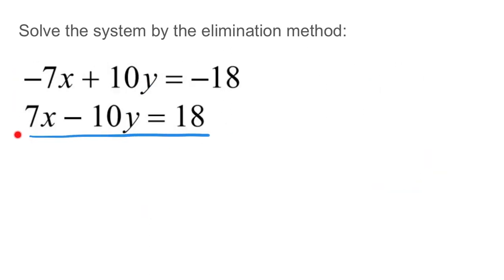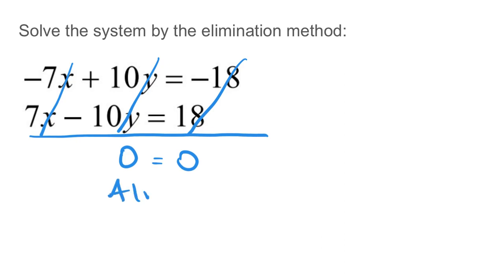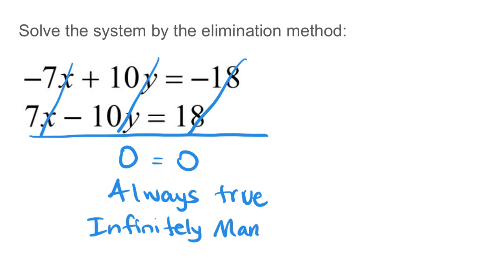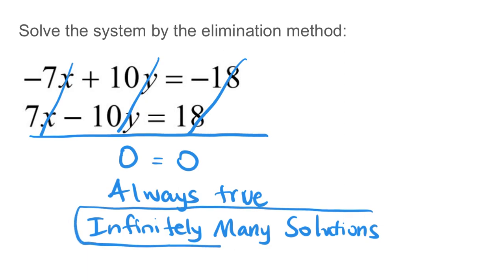In this system of equations, we're looking for opposites, and I see opposites right away with x, but also with y and with our constants. So everything cancels out, leaving us 0 equals 0. This is always true. If something is always true, that means we have infinitely many solutions, just like when we graph it and have overlapping lines. If we were to graph these two equations, they would be the same exact line. So we would write infinitely many solutions for this system.